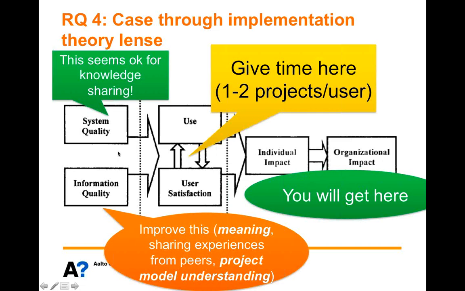If you think about the portal and the system quality, it seems okay for knowledge sharing, but the information quality would be the point where we could get some benefits. We could improve it by explaining the meaning of the portal and the model, sharing experiences from peers, and increasing the project model understanding, so the structure would be clearer for the people. Then we can give the users one or two projects where they use the portal and get satisfaction, and it will lead to individual impact and later on to organizational impact. Of course, you can get some benefits already now, but it will increase with time. And that would conclude the case.